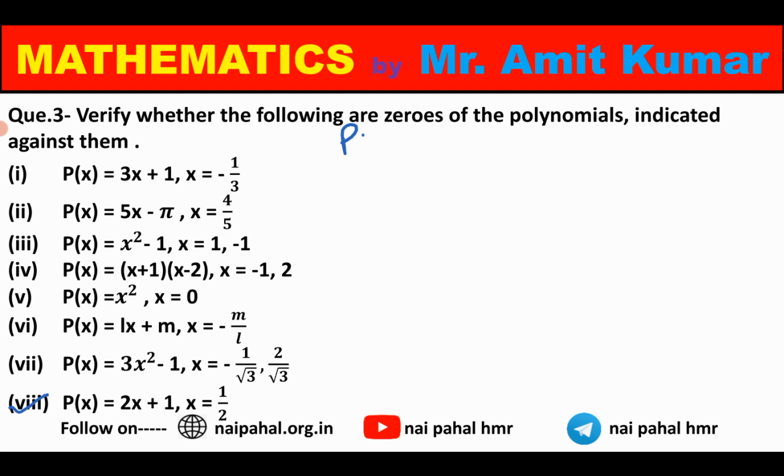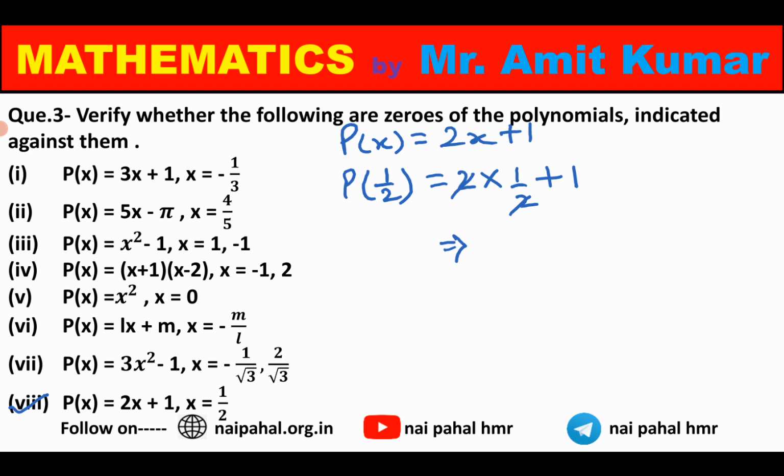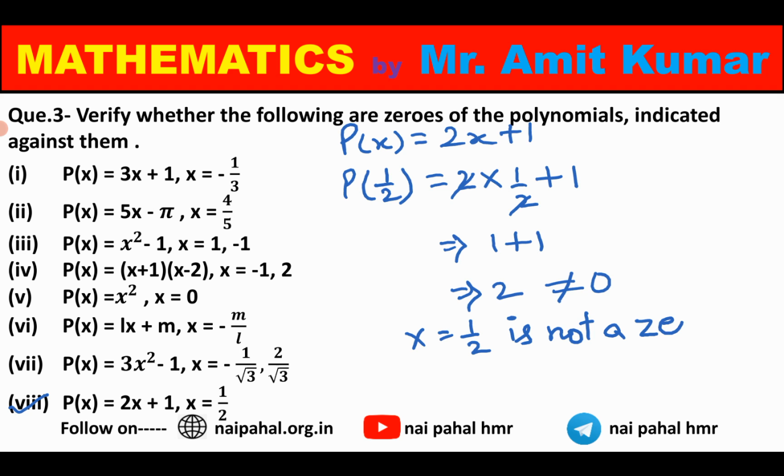P(x) is given as 2x + 1, where the value of x is given as 1/2. Take the value of x as 1/2. So you can write 2 multiplied by 1/2 plus 1, and on the next step the 2 and 2 will cancel, 1 + 1, where you will get the answer as 2, which is not equal to 0. Then you can say the value of x, which is given as 1/2, is not a zero of polynomial P(x). I hope this is very clear for you.